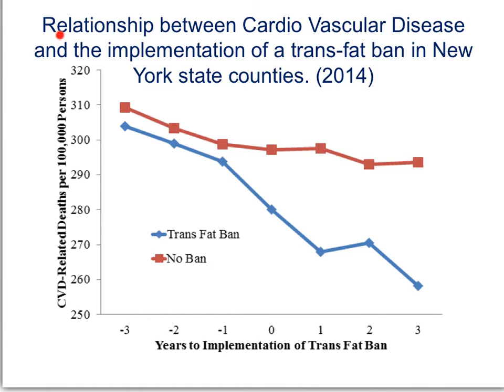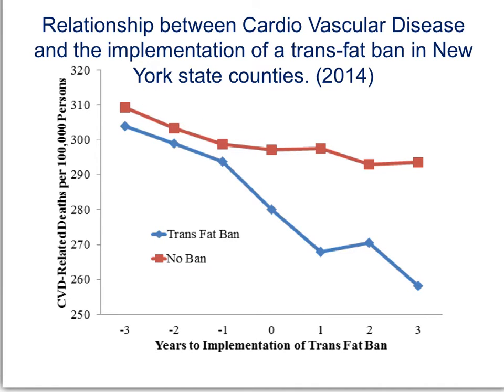This is a graph that shows the relationship between cardiovascular disease and the implementation of a trans fat ban in commercial foods in New York State counties, 2014. We have years to implementation of the trans fat ban here on the x-axis and cardiovascular disease-related deaths per 100,000 here on the y-axis. The trans fat ban was implemented in some counties in New York State, shown here in blue, while not implemented in other counties, shown here in red.